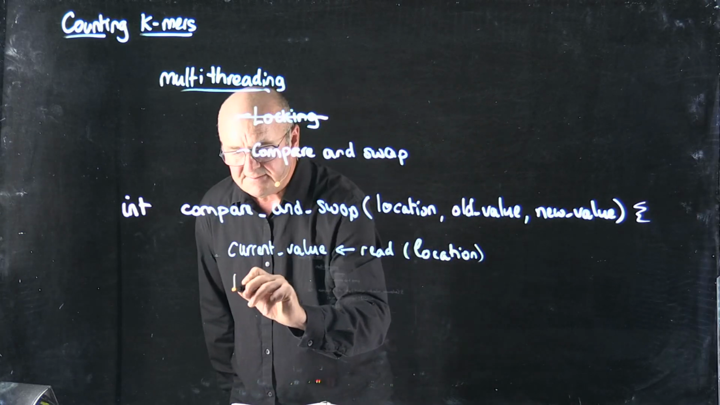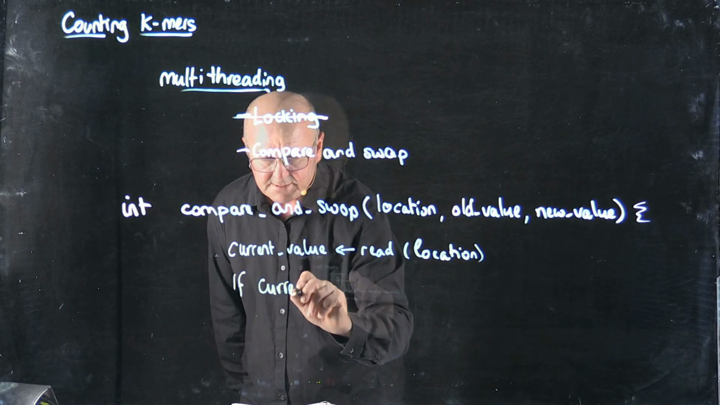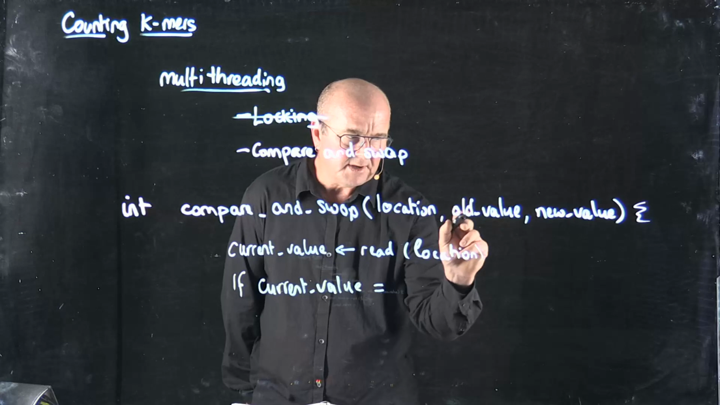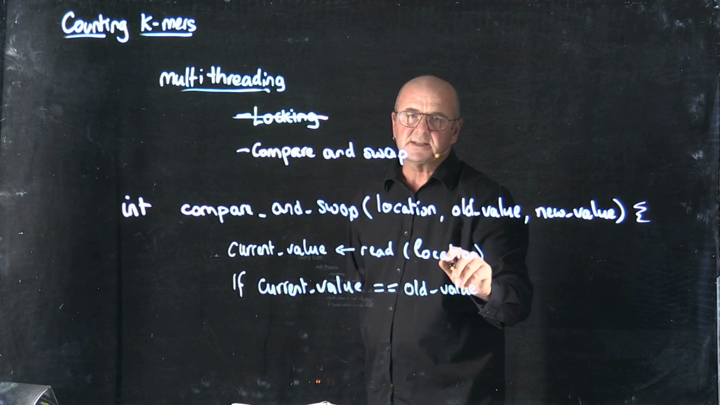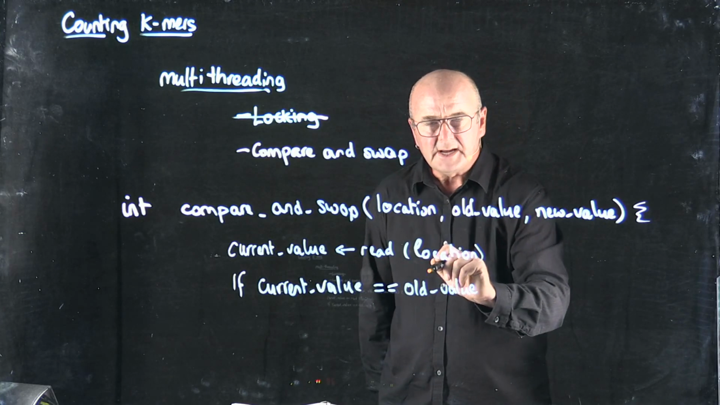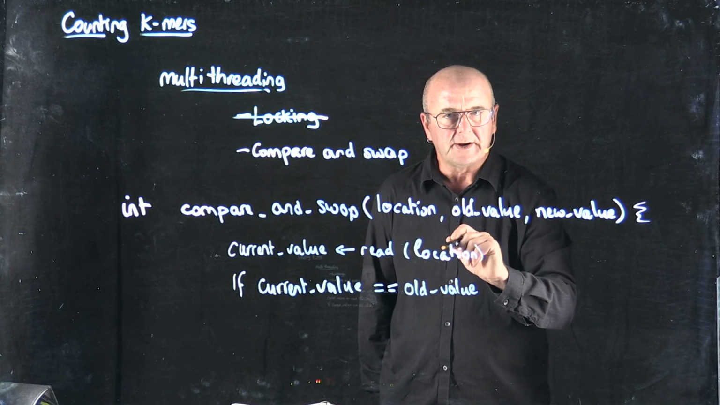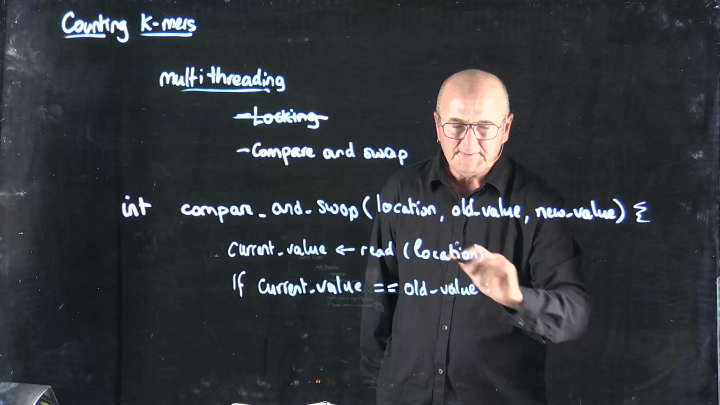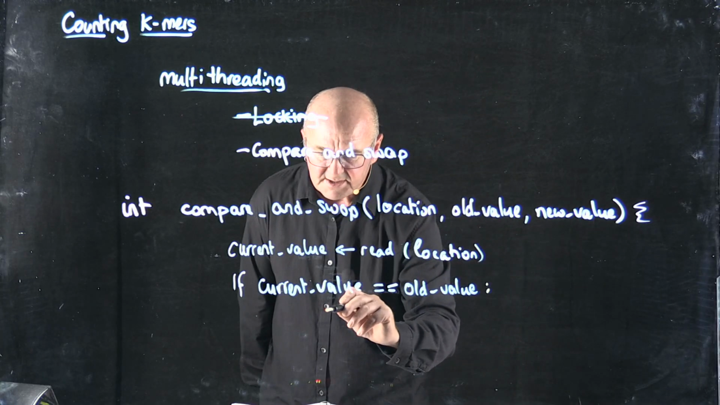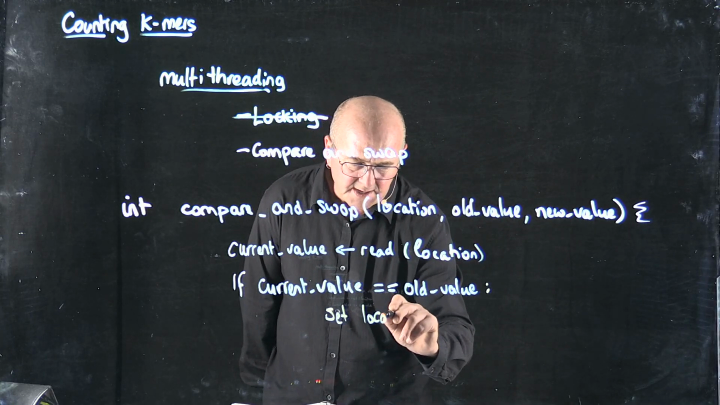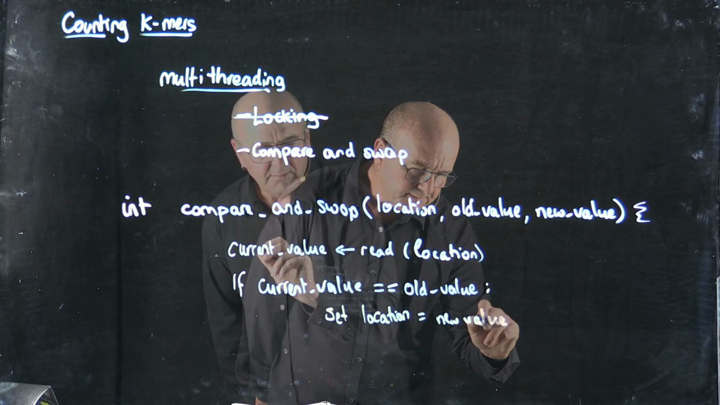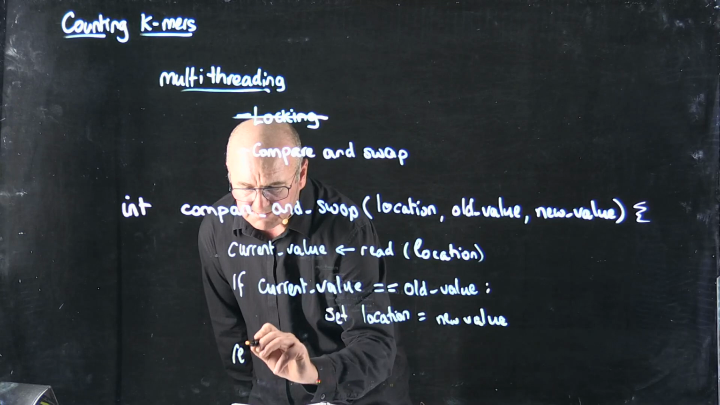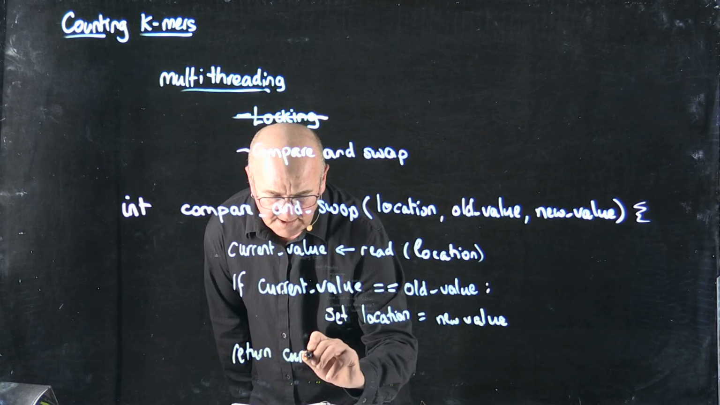Now we say if the current value is the same as the old value, what that means is that the location hasn't been updated by another thread. So if that's true, then I'm going to set the value at location to the new value. Once I've done that, all I'm going to do is I'm going to return the current value.